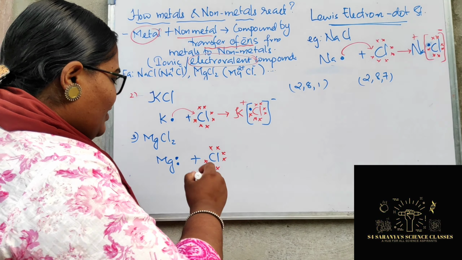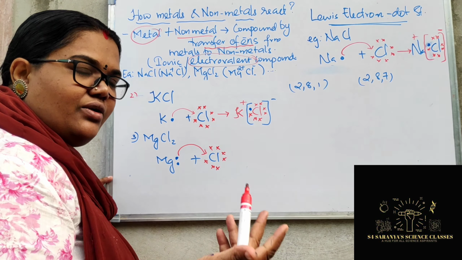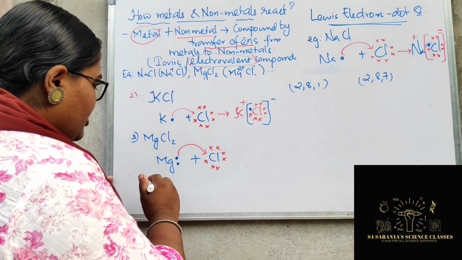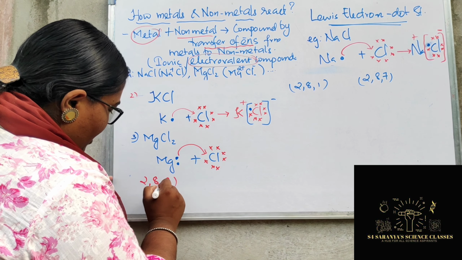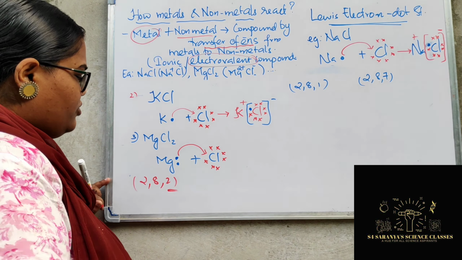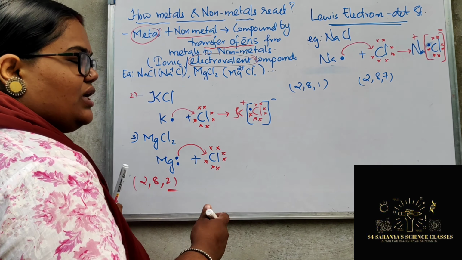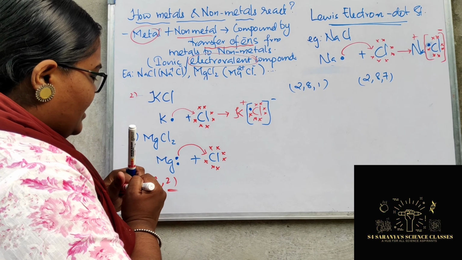Now what will happen? This will give to here, right? But chlorine only needs 1 electron. Magnesium has to lose 2 electrons, because when you are writing the electronic configuration, only then will it have the octet configuration, right? So it gave 2 electrons, one to one chlorine, but to whom will it give the other one? That is where we will take 2 chlorine atoms.